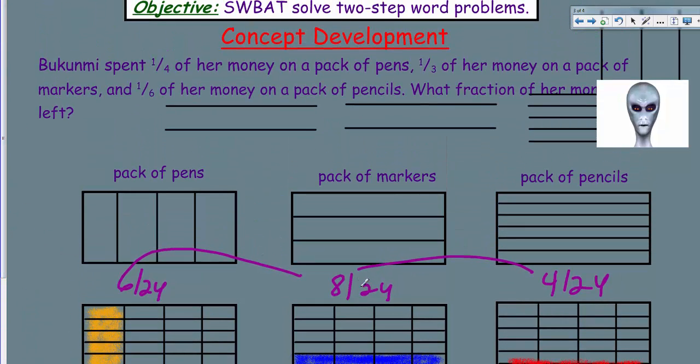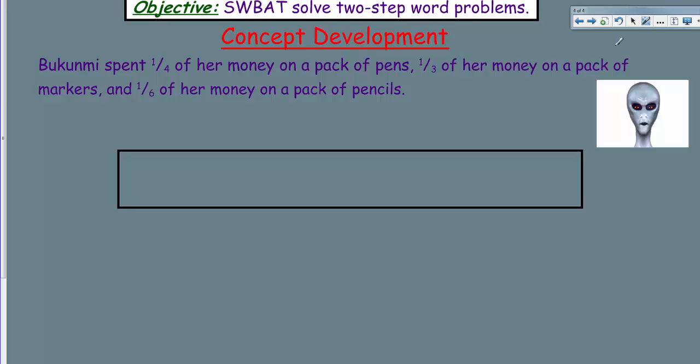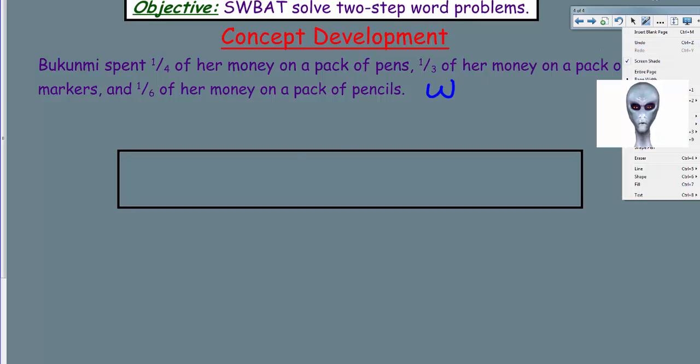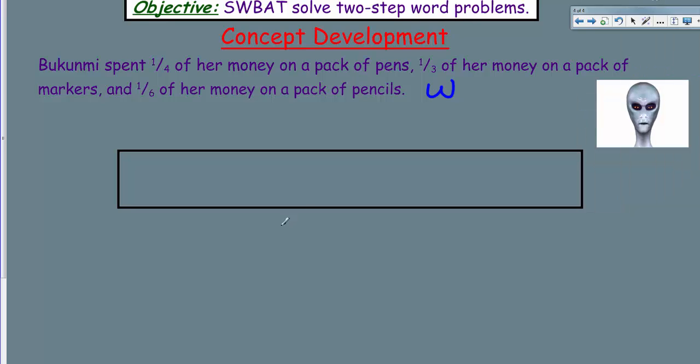Okay, now that was one way that we could solve this problem using the area model. Again, I want to move on. I want to try to go ahead and do it with a tape diagram now. What we do with a tape diagram is similar to what we did in the other problem. That whole strip here is going to represent all of her money. Okay, all of Bokumi's money.